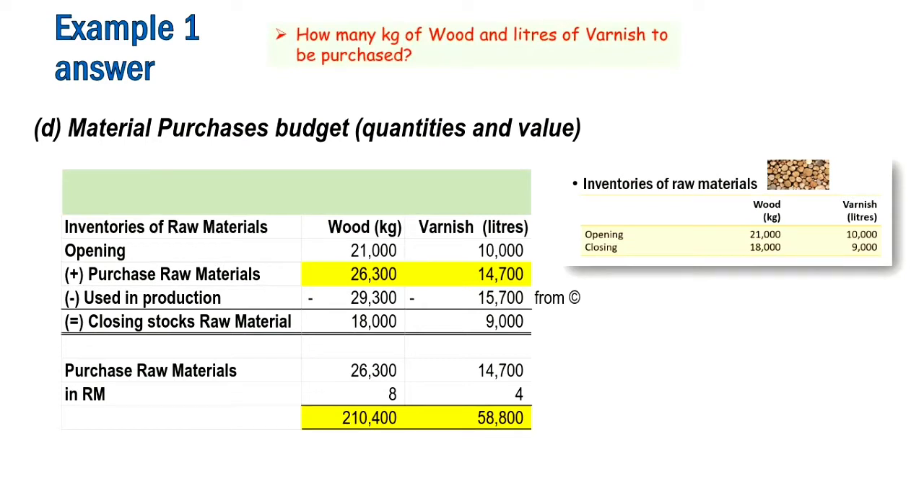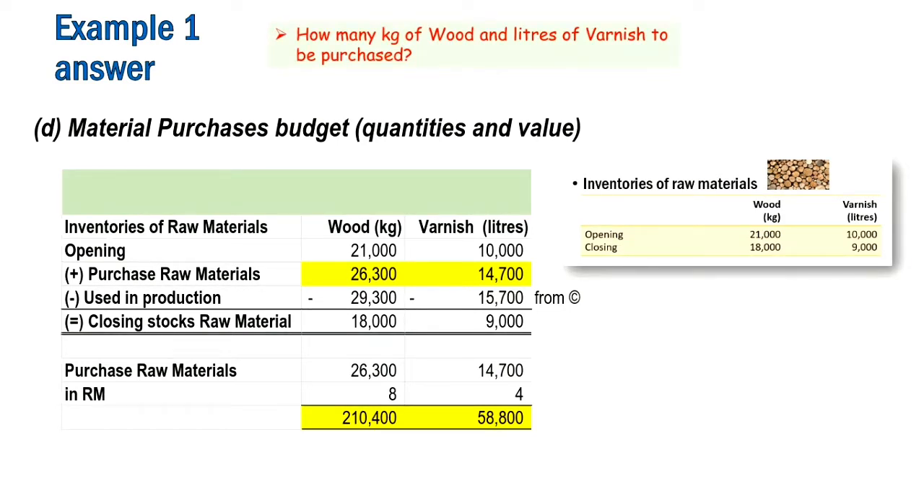So we use the same information here. We use almost a similar cycle. Opening, we have to purchase more of raw materials and we have to use part of it in the production, so equal to closing of raw materials. So opening we already have from the table. Closing also we already have from the table. And from question C, we already know how much we need for production. So we reverse the calculation. We have to identify how much raw materials should be purchased.